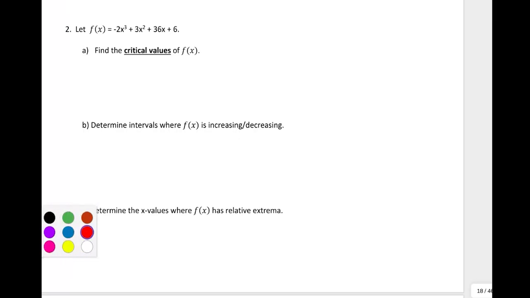So f prime would be negative 6x squared plus 6x plus 36. And we're probably going to want to factor this, to make it a little bit easier to find those zeros. This one has a GCF of 6. And just to make the factoring even easier, since that leading term is negative, we should probably factor out that negative 6 so that when we factor the trinomial, that leading term is positive. So let's factor out the negative 6 as a GCF here.